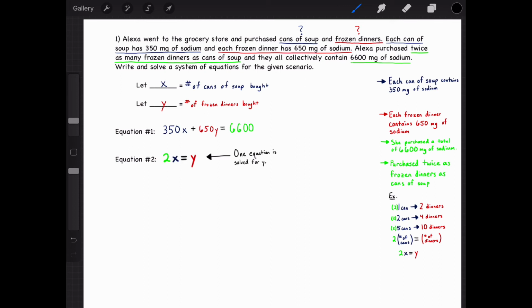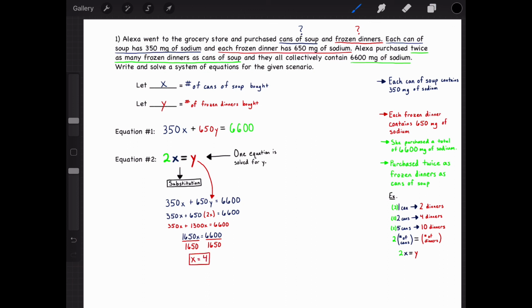Now notice that this equation is set up to be equal to one variable, which is y, so we can use substitution to help us solve. So now I use the first equation, I'm going to plug in the second equation in for y, and then solve from there. So 650 times 2x gets me 1300x. Putting those two like terms together on the same side gets me 1650x. Then dividing allows me to get x equals 4. Then I go back to the second equation, plug in what I know for x, and find that y is 8.